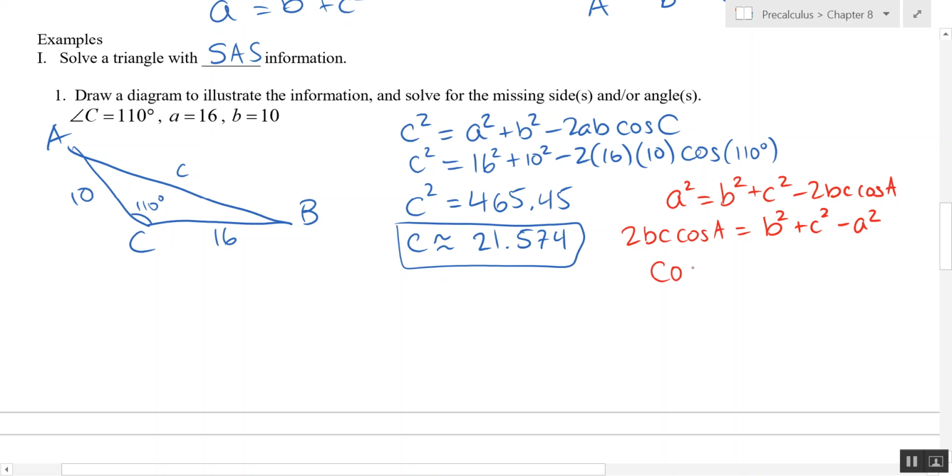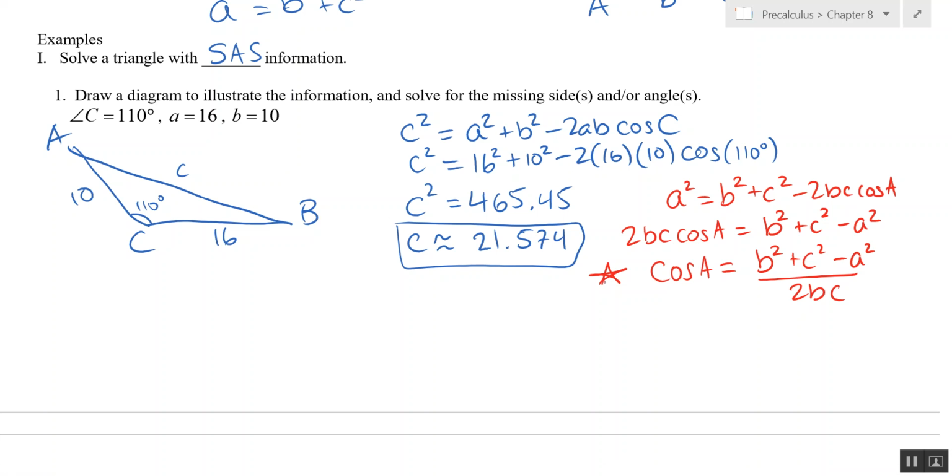So the cosine of A should be equal to b squared plus c squared minus a squared all over 2bc. This formula right here you should know. You're going to do this enough that you probably want to memorize this version of the formula. So cosine of A is equal to b squared plus c squared minus a squared all over 2bc.